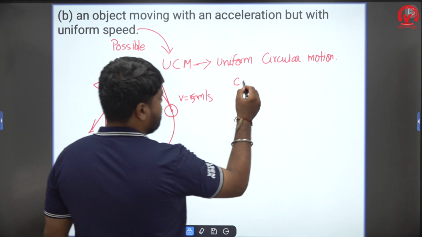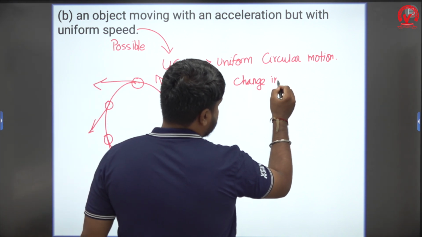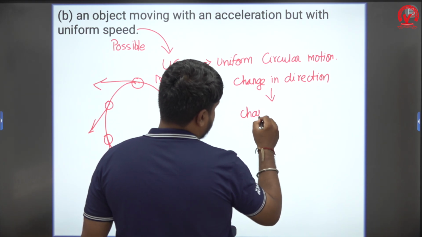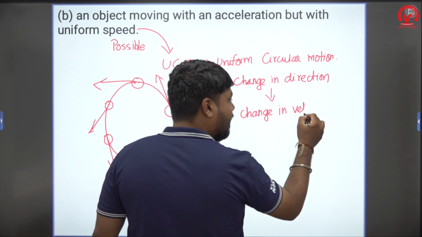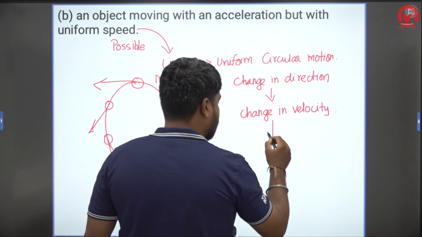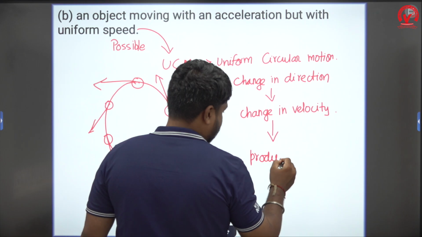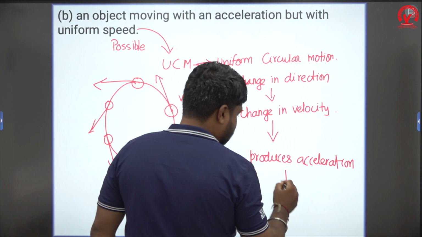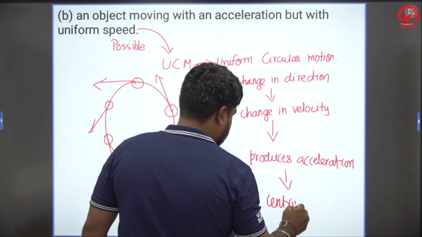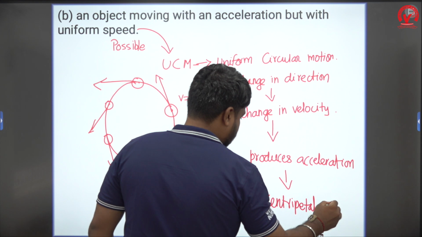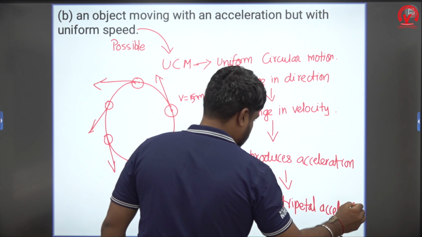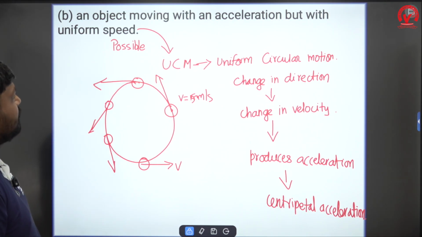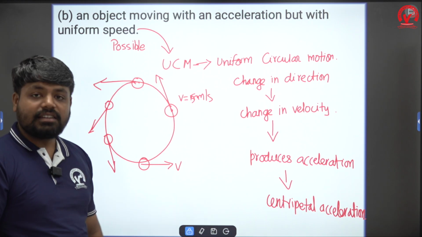So the change in direction leads to a change in velocity, because velocity is a vector quantity. This change in velocity produces acceleration. What acceleration in uniform circular motion? This acceleration is called centripetal acceleration.